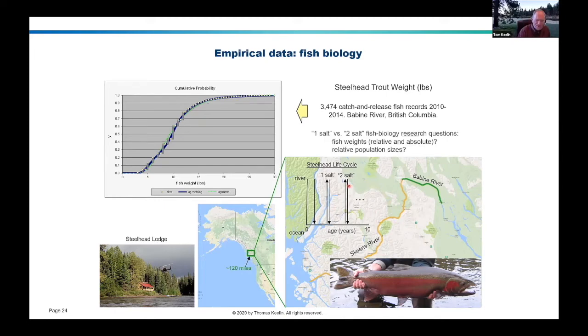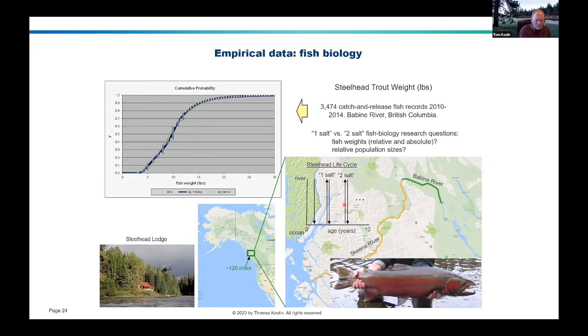So let's take a look at questions fish biologists can't answer. If you were to ask, what is the relative proportion of 1 salt versus 2 salt fish in the river, biologists would have no idea. What are the relative population sizes? How many 1 salt fish are there in the river versus 2 salt fish? They would have no idea. I've never seen any data along those lines because you can't distinguish them. The fish all look the same.